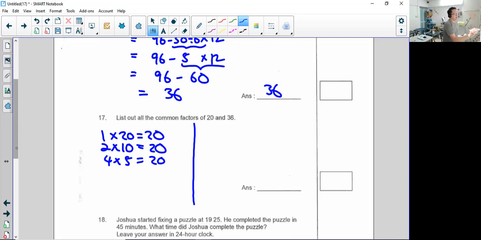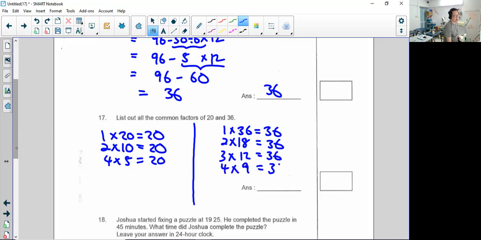Then you go to 36. 1 times 36. And then 2 is still a factor. If you're not sure, you take 36 divided by 2. And you will get 2 times 18. And then 3 a factor. Then you take 3 times 12, which is 36. And then 4 times 9, also 36. And 5 cannot. So 6 times 6, 36. And there's a repeated factor, so you can stop.